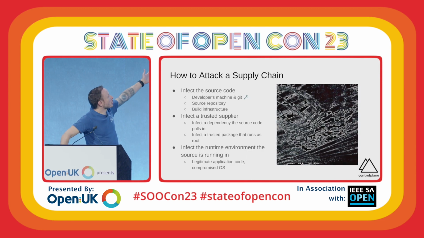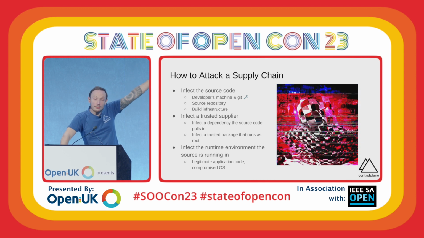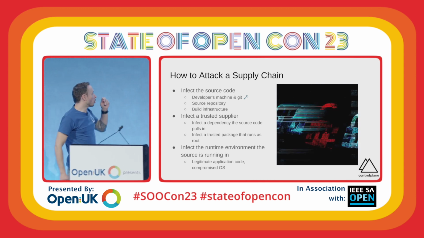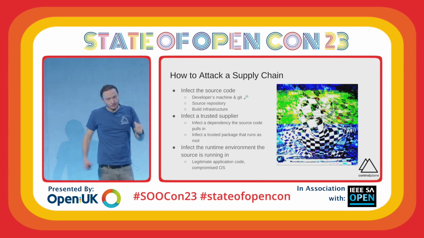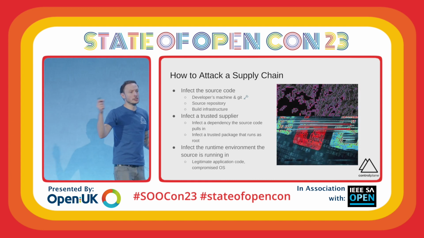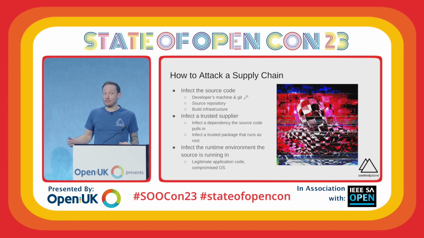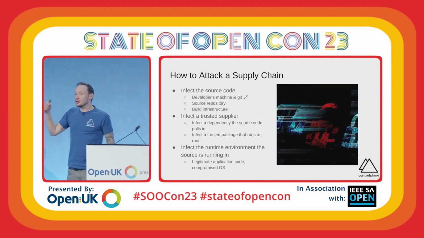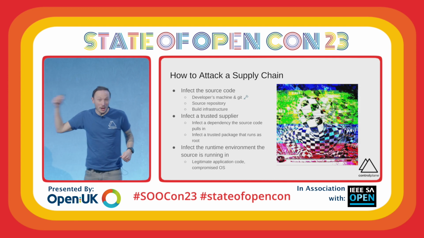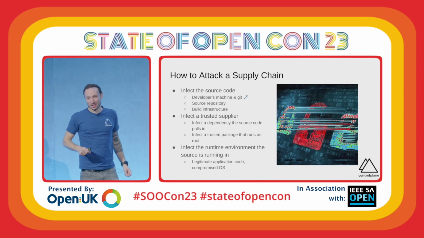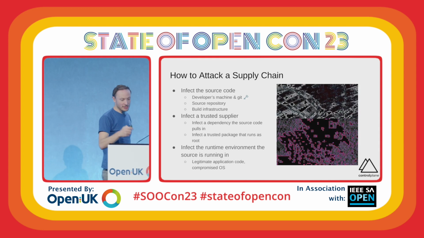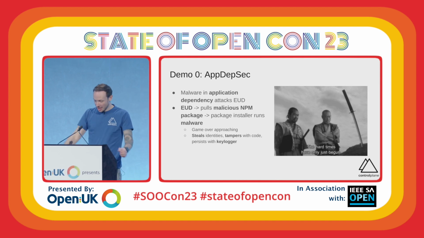We can go straight for the source code. We can infect an upstream, SolarWinds style, or we can infect the runtime environment, which is a bit more difficult because there's a lot of trust that we place into the people who run our operating systems. And by that, I mean concretely the people who distribute the public keys of the root certificate authorities that we trust. That is the foundations of communicative trust on the internet.